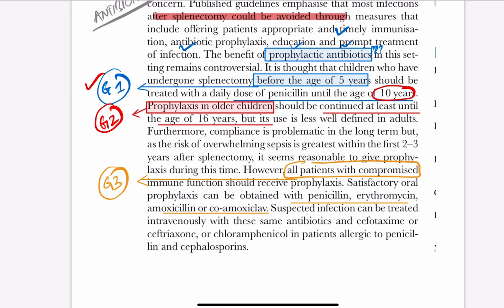So 2 points: first, the vaccination protocol; second, the antibiotic prophylaxis. And remember the mnemonic: P and M are repeated every 5 years, Haemophilus influenzae every 10 years. So I hope you will not commit a mistake.